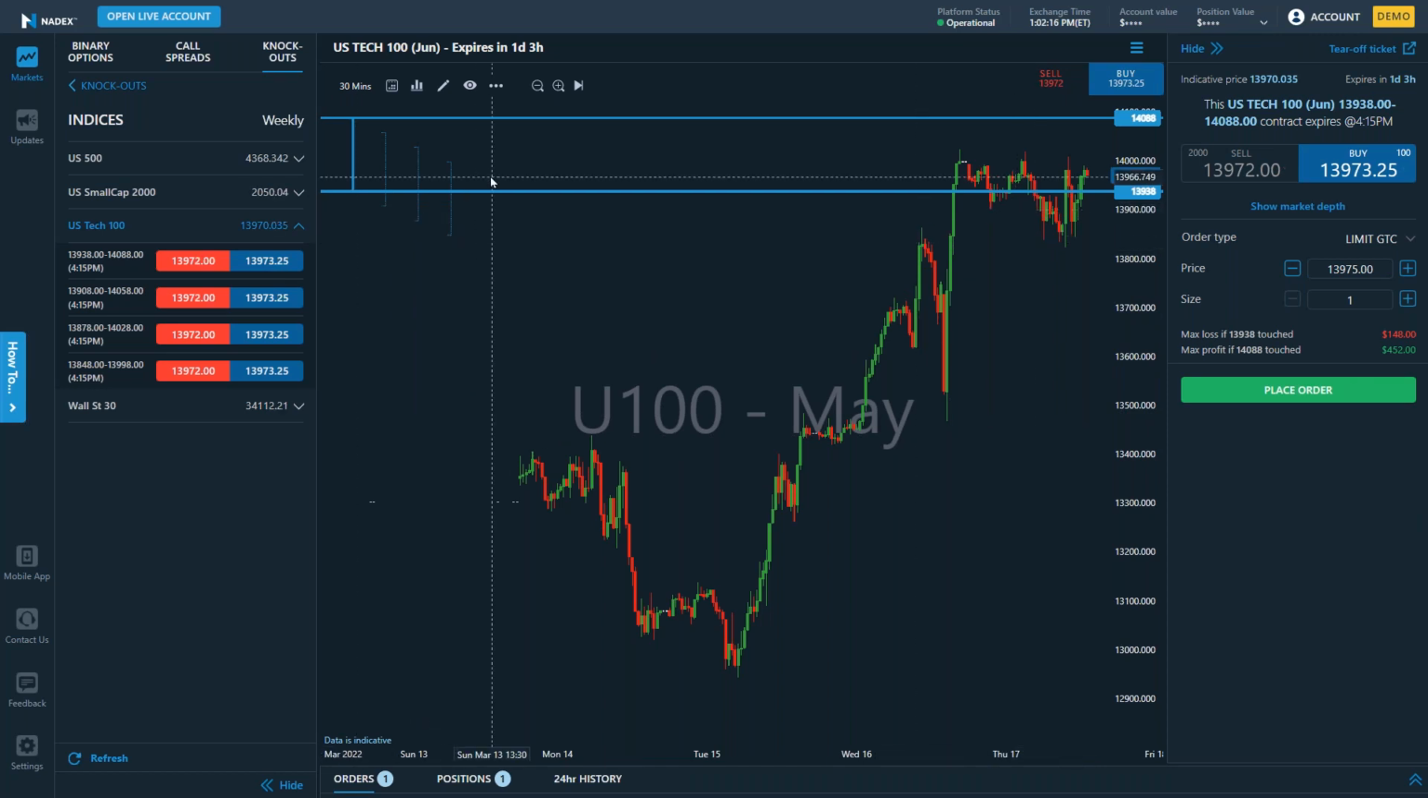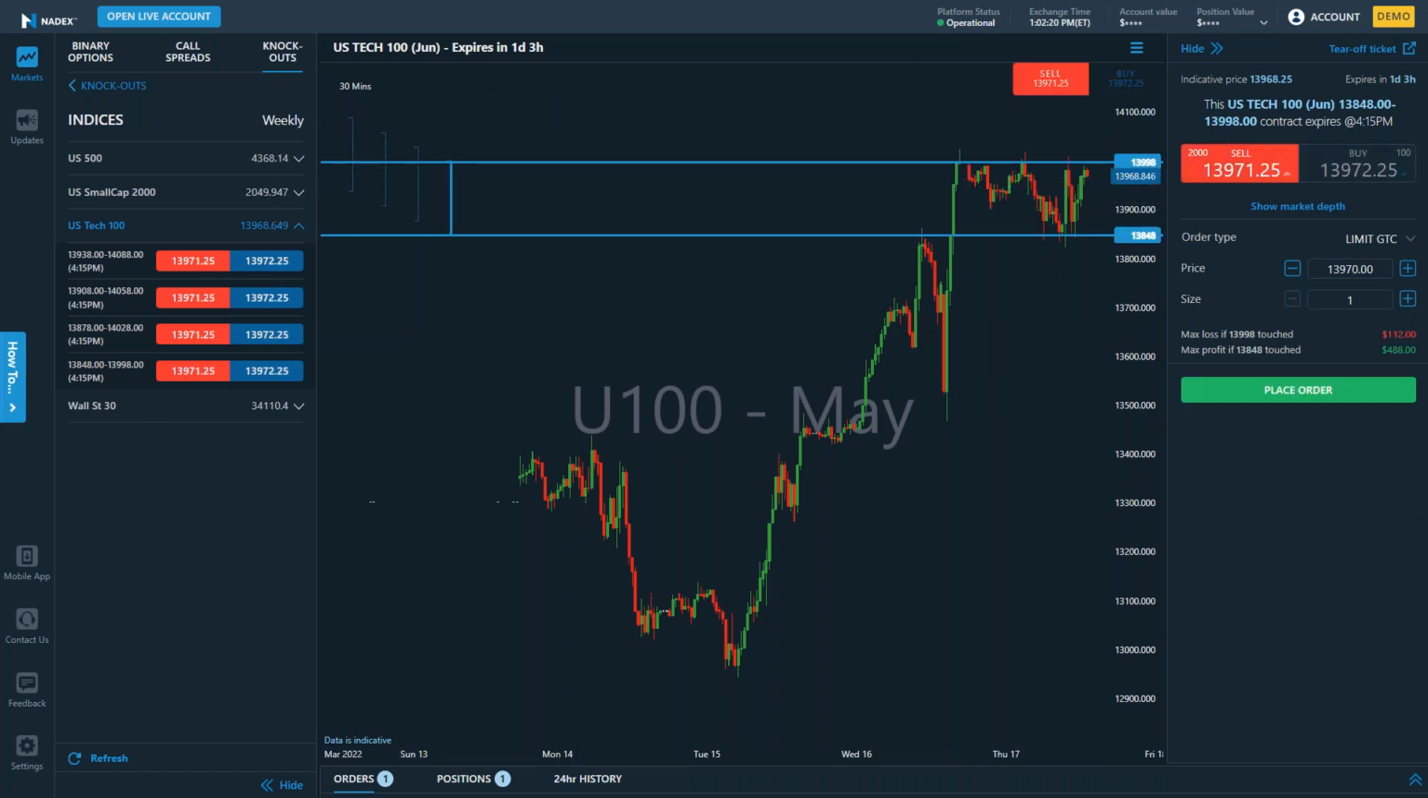If I were going long, I'm going to choose a knockout with the highest floor. If I were going short, I'd choose a knockout with the lowest ceiling, again, to minimize my risk and maximize my potential profit. And again, you do not have to wait until expiration to see what happens. You can exit a position early.